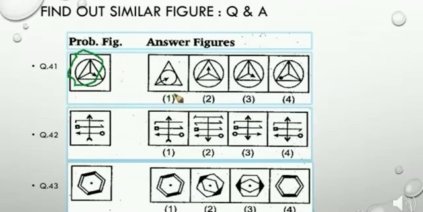So let's go to option 1. We find that this portion is not similar, so this cannot be the answer. Let's go to the next option. In the next option, this portion that we see in the problem figure is not the same, so this cannot be the answer. In the next option, we see that this portion is exactly same as the problem figure. This we can accept for the moment.